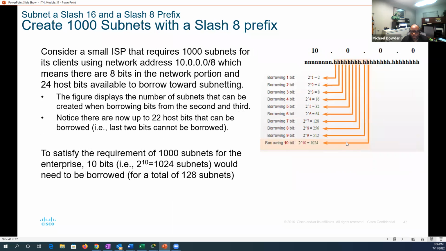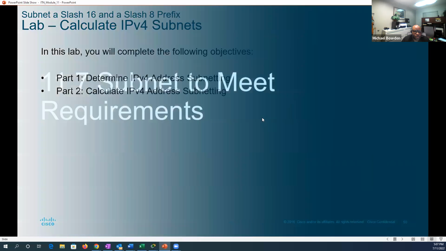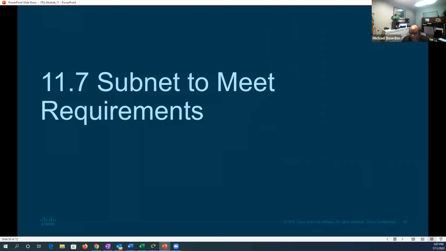And here's showing calculating for 1,000 subnets. As you see here, they end up borrowing 10 bits, and they went from a /8 to now a /18 here. So that kind of stops us at the variable classful subnetting.